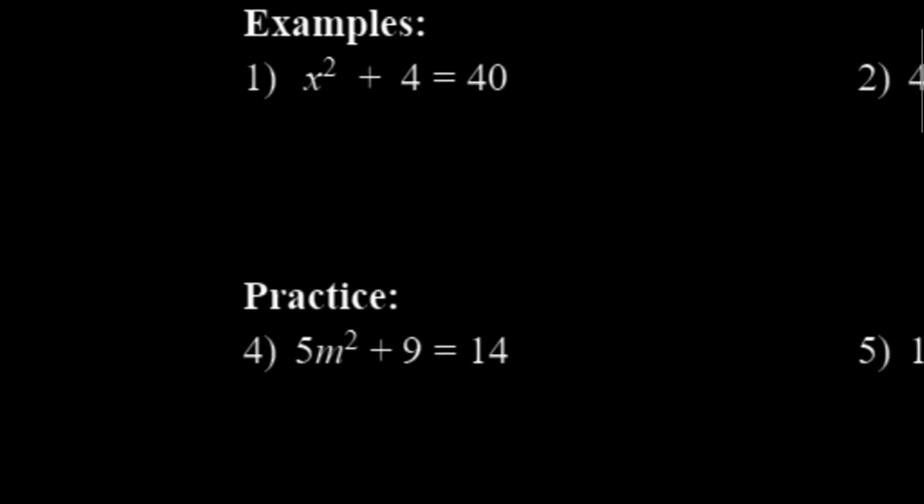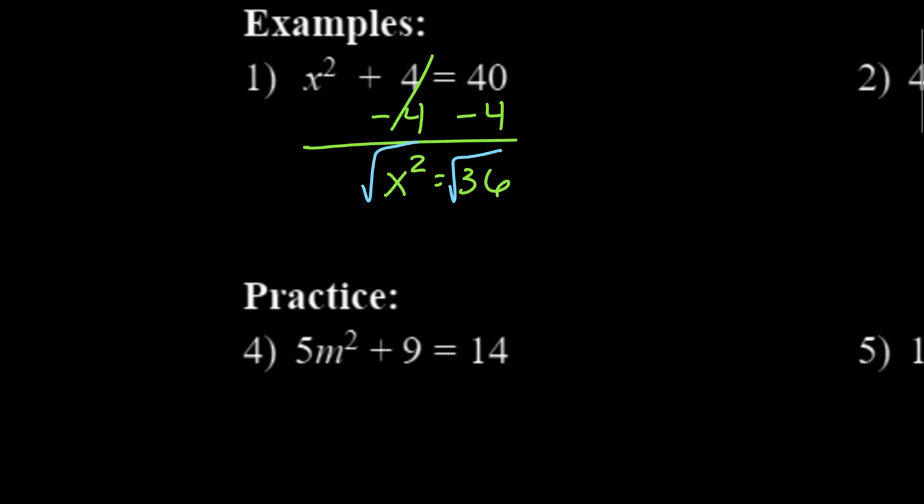Yes. So you're basically just solving here. What do I do first? Subtract 4. Subtract 4 from both sides. So what's 40 minus 4? X squared. So now what do I do to get x by itself? You square root both sides. What is the square root of x squared? X. And what is the square root of 36?